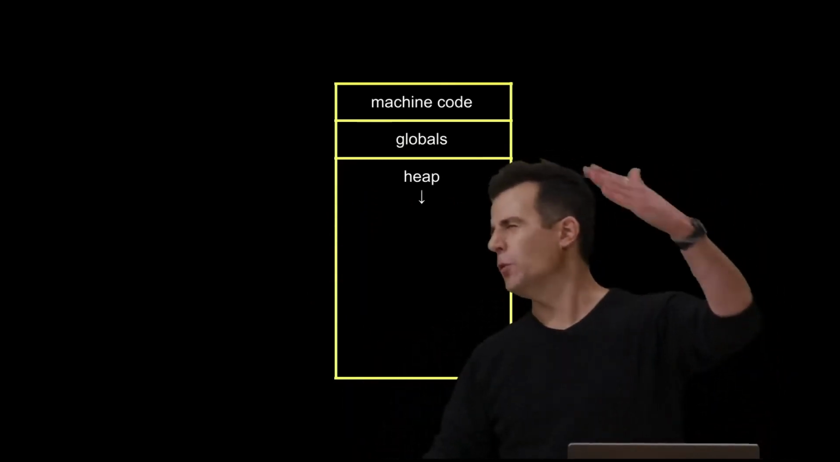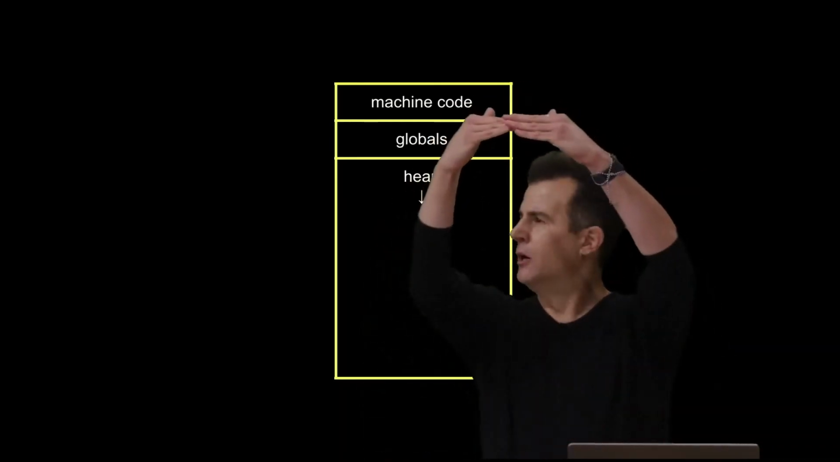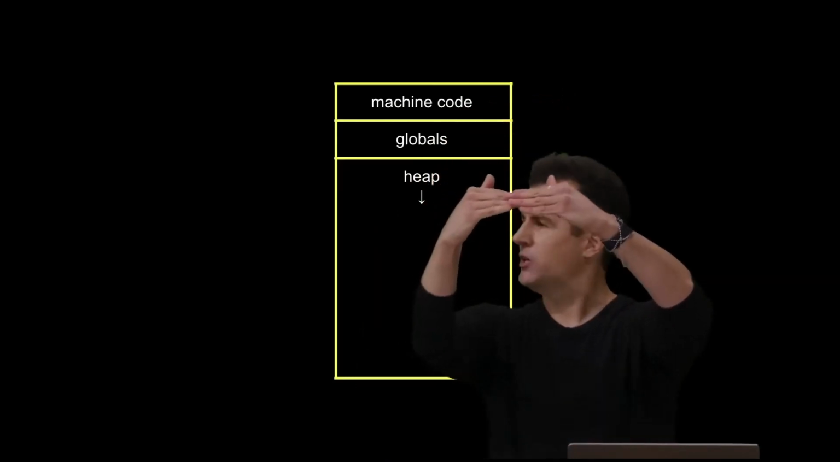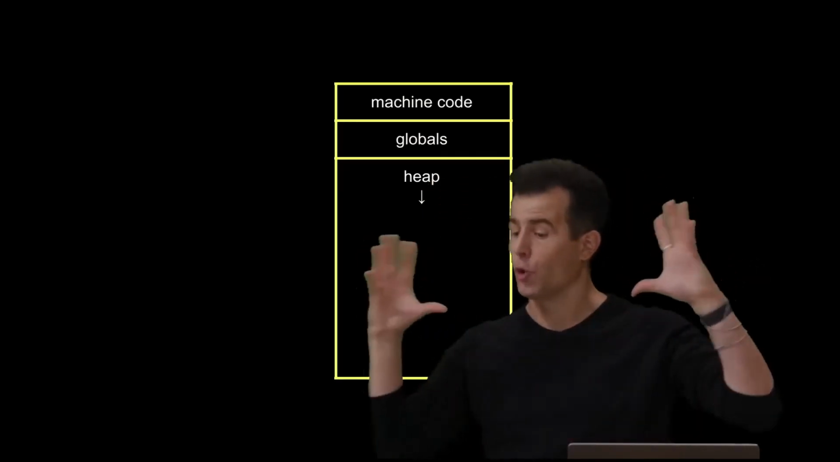And it grows, if you will, conceptually down. So the more and more memory you request from malloc, it starts up here, but then the next chunk you get is down here, conceptually. The next chunk is down here, down here. So it fills the available space in the computer's overall memory.